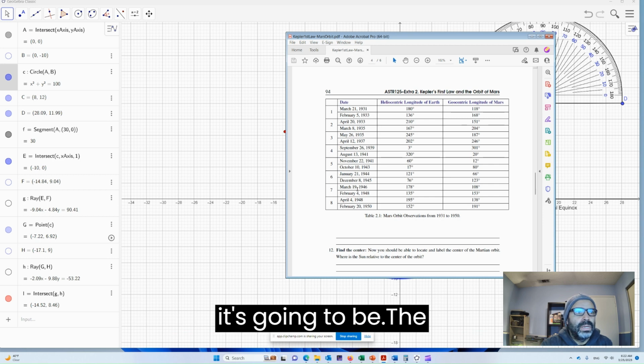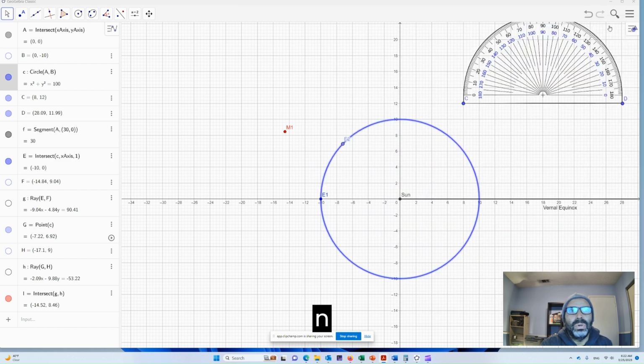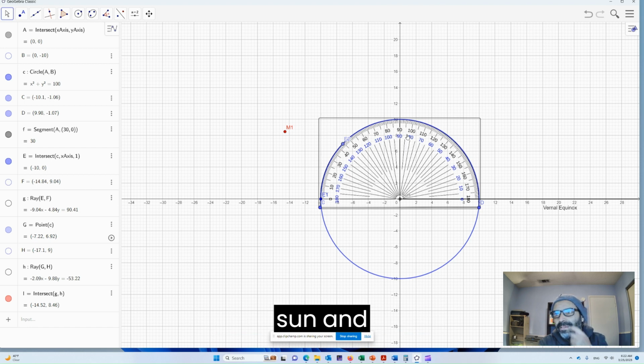For entry 7, the Earth is at 178 degrees on March 19th, 1936. Remember, I have done M, E1, E2, E3. So now I am at E12, E13, and E14. Those are the two things that I'm going to draw. So 178 degrees with respect to the vernal equinox. We'll bring this one in here and put it on the sun and find 178 degrees. This is 170, this is 180, so it's just 2 degrees above that. So that's the position of the Earth.